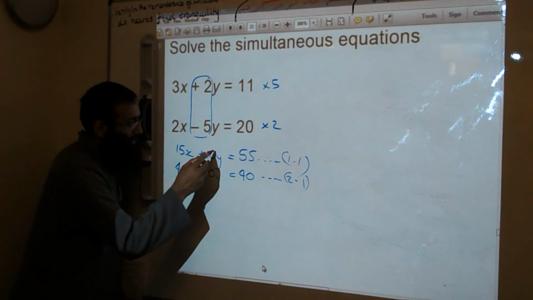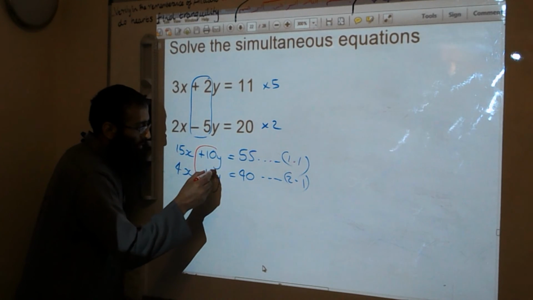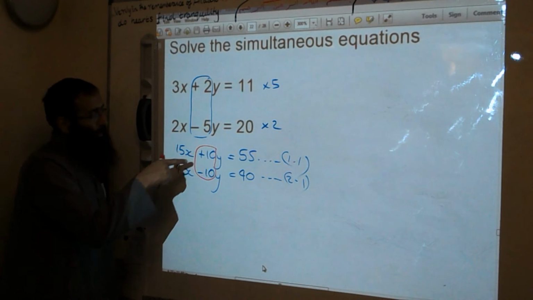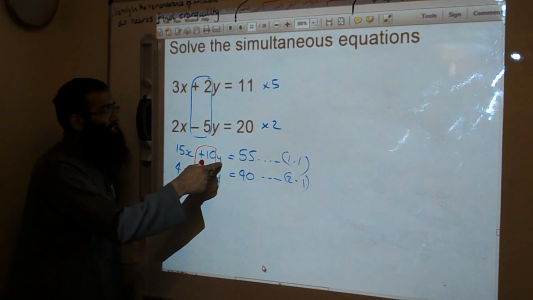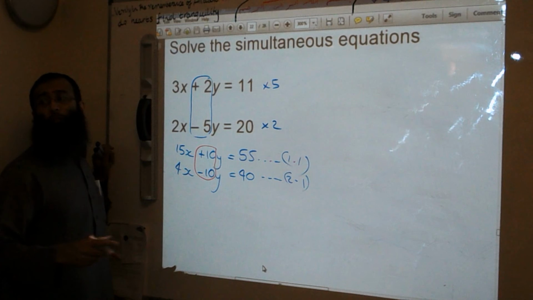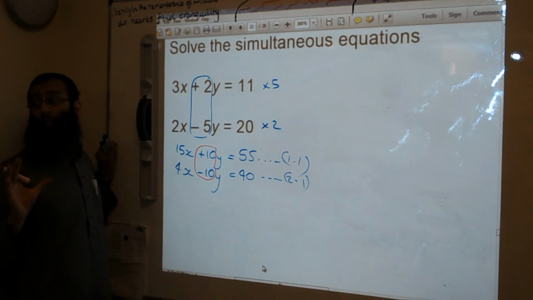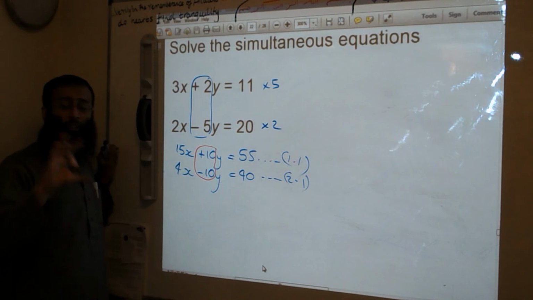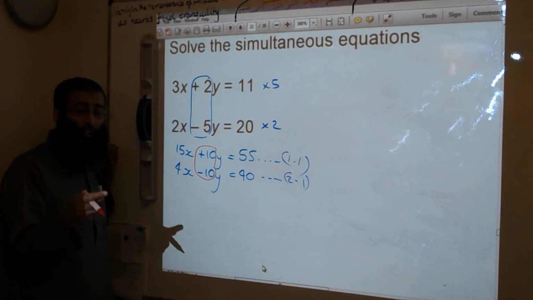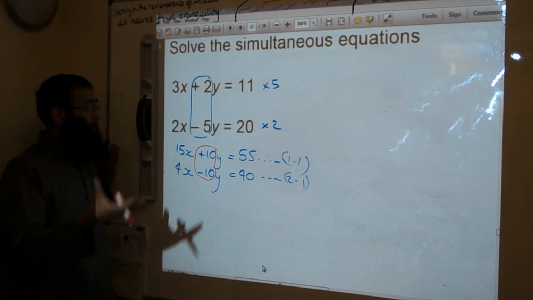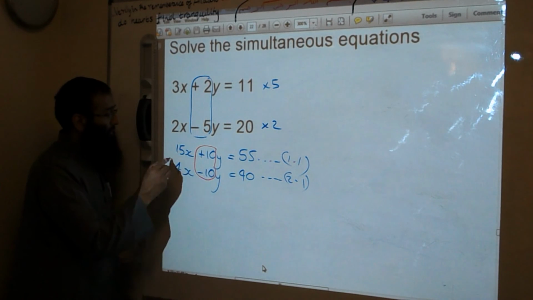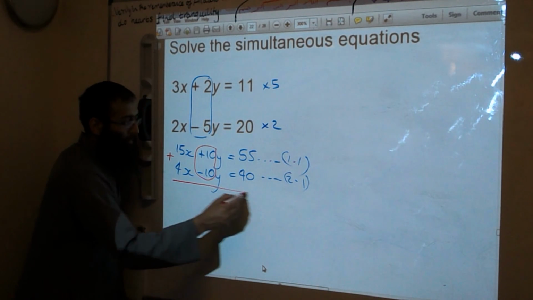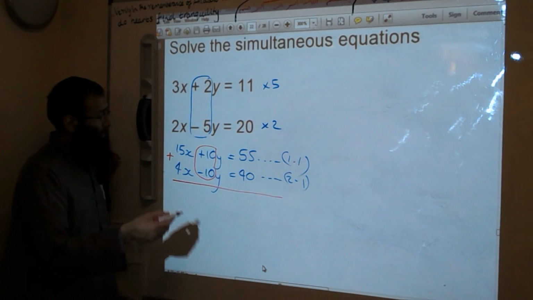Okay, now let's have a look at this. Now that is very nice. We have the coefficients of y: plus 10 and minus 10. We say these coefficients are opposite to each other. When coefficients are opposite, it doesn't mean just a different sign, it means they're actually opposite. The opposite of plus 10 is minus 10. The opposite of plus 5 is minus 5. If they're opposite to each other and you want to eliminate the y coefficients, what do we do? Add them.